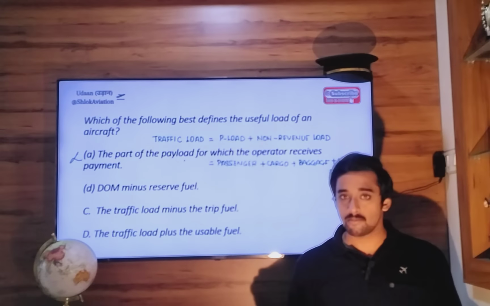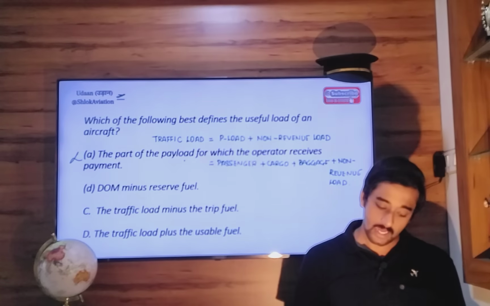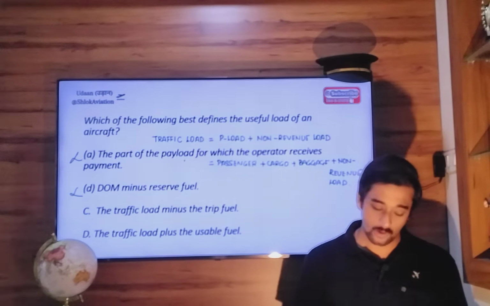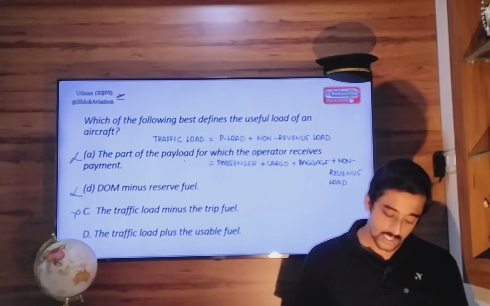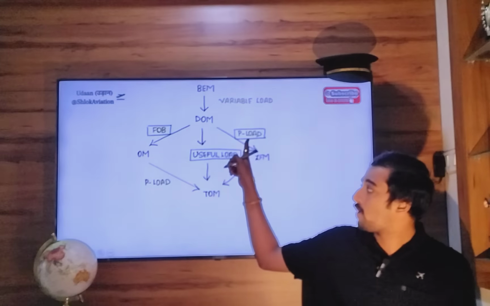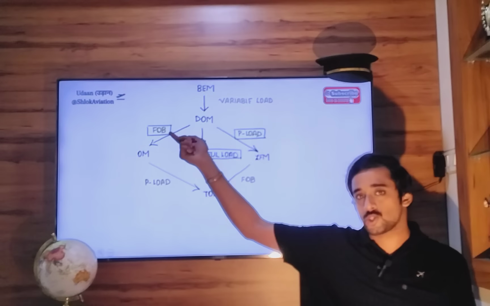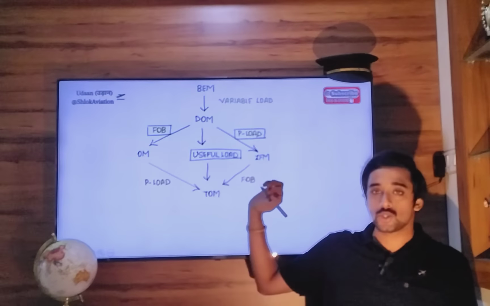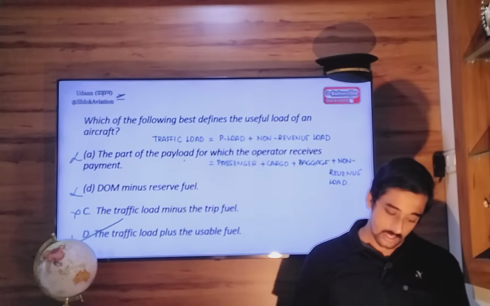But useful load doesn't mean that. Next, DOM minus reserve fuel, wrong. Traffic load minus trip fuel, wrong. Traffic load plus usable fuel, that is takeoff fuel, yes. So traffic load or payload plus fuel on board, also known as takeoff fuel, equals useful load, right?